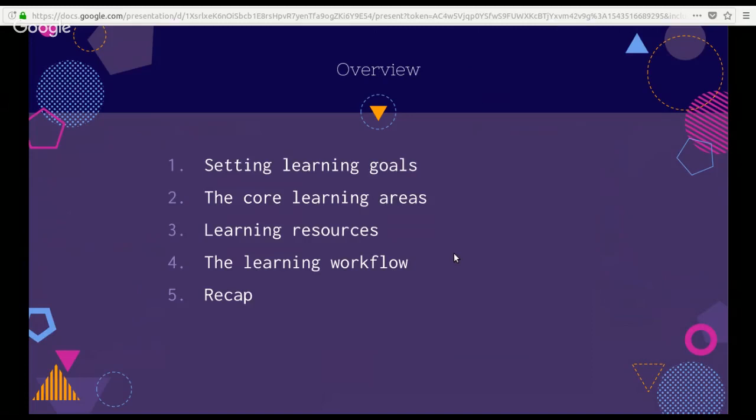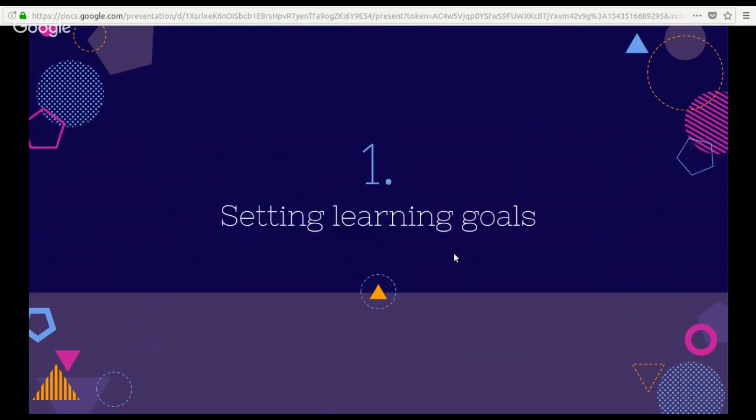So basically, I'm going to give you a strategy and a few different ways you could tackle the issue of learning machine learning. And the final point is going to be a very quick wrap up, a recap, and then we're going to go straight into question and answer. Cool. So let's start off with setting learning goals.